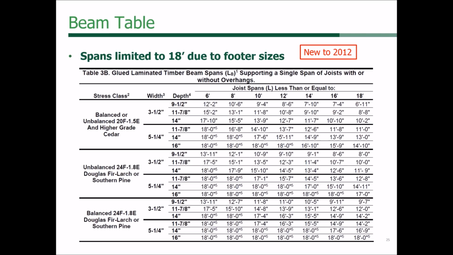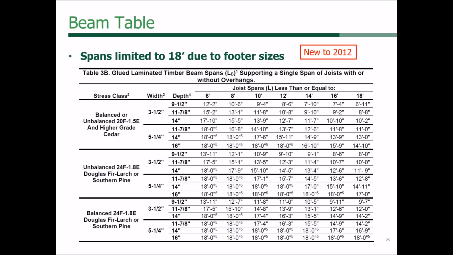And then here's the beam table itself, and it shows the glue laminated timber beams, again with a single span of joists, with or without overhangs on one side. And we changed that language in the 2015. This is showing the 2015 new language, just to make sure that that's clearer.